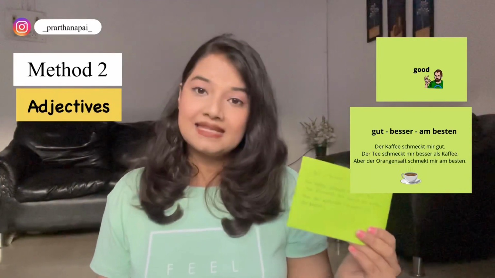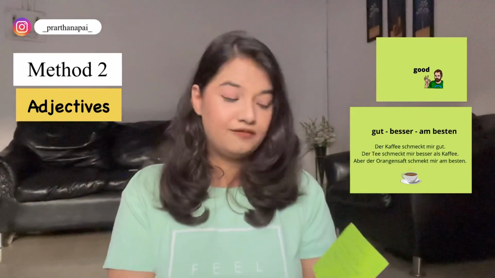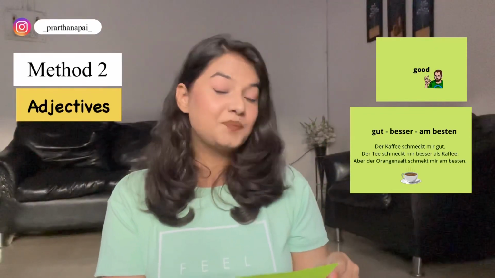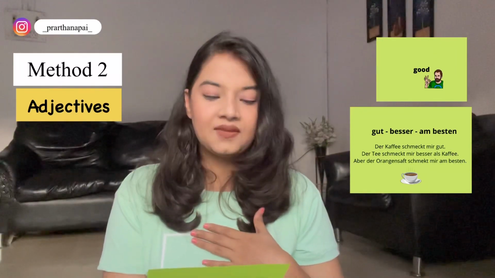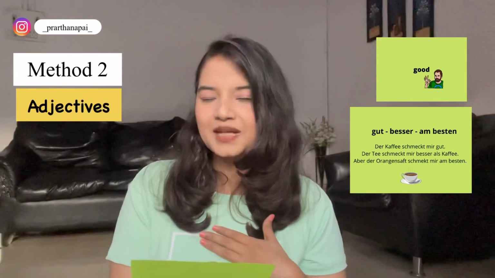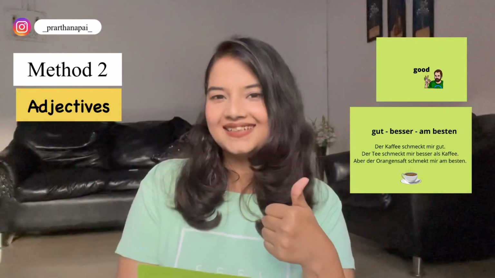You can also write sentences in every degree. For example, der Kaffee schmeckt mir gut, der Tee schmeckt mir besser als Kaffee, aber der Apfelsaft schmeckt mir am besten. So these are the ways you can remember which word is a noun, which word is a verb, and which is an adjective. And finally, method number 3.